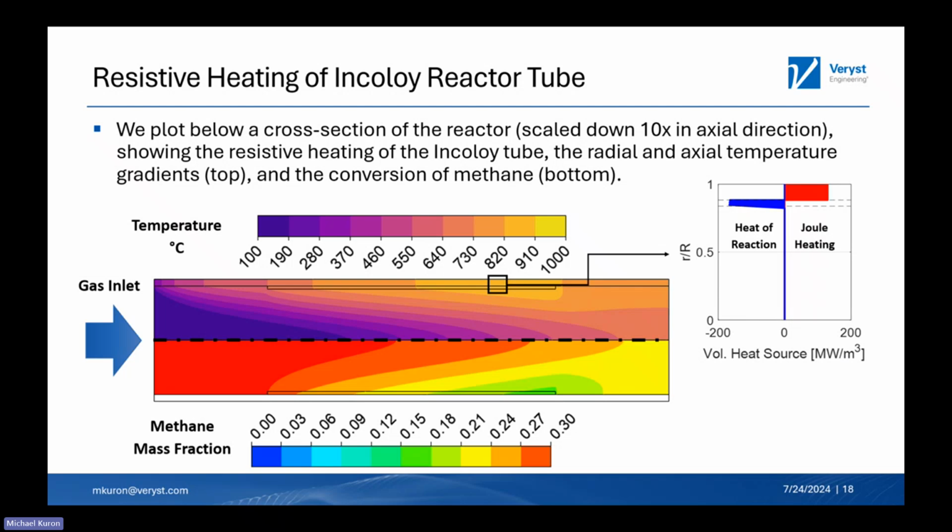Now, on the right-hand side, what we're showing is basically where the heat comes from and where it is consumed. All of the Joule heating occurs in the wall of the reactor. That's this red region of our chart here. And all of the heat is consumed in the porous washcoat, more or less, where the reaction is occurring.